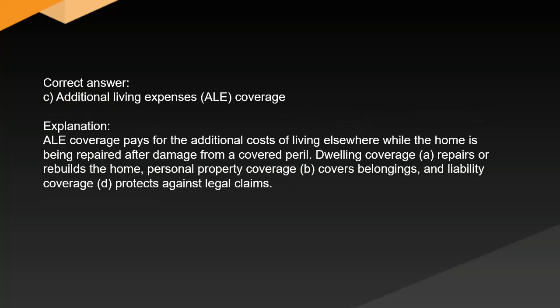Correct answer: C. Additional living expenses, ALE coverage. Explanation: ALE coverage pays for the additional costs of living elsewhere while the home is being repaired after damage from a covered peril. Dwelling coverage (A) repairs or rebuilds the home. Personal property coverage (B) covers belongings. And liability coverage (D) protects against legal claims.